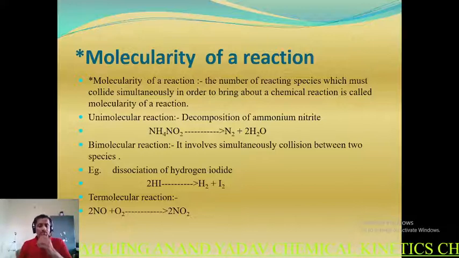In the exam, the difference between order of reaction and molecularity of reaction may be asked, and there are various ways of finding the order of the reaction, so that we will discuss in our next slide.